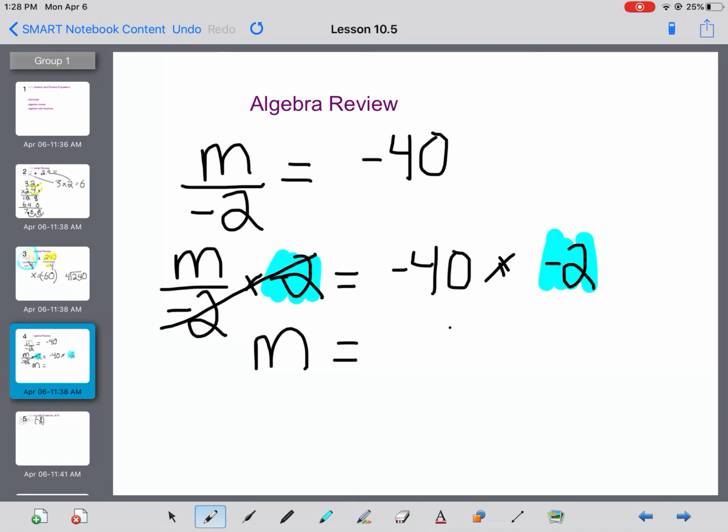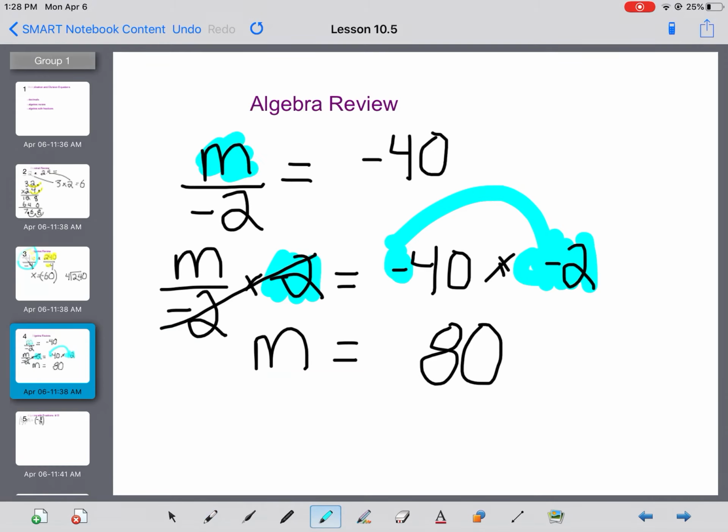m equals, and I think to myself, what's 40 times 2? It's 80. Now let me think. Does it need to be positive or negative? Well, I have a negative times another negative. They're the same signs, so I get a positive answer.